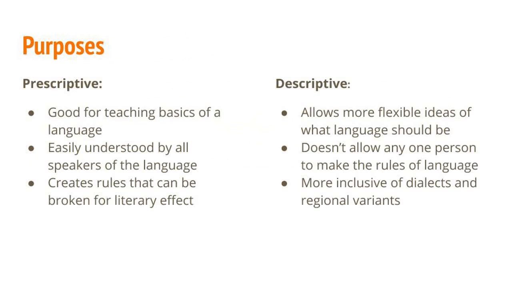Prescriptive grammar is really good for teaching the basics of the language, and it can be easily understood by all speakers of the language. It also creates rules that can later be broken for literary effect. On the other hand, descriptive grammar allows for more flexible ideas of what language can and should be, and it doesn't allow any one person to make the rules of a language. In addition, it takes into account more dialects and regional variants that prescriptive grammar doesn't take into account.